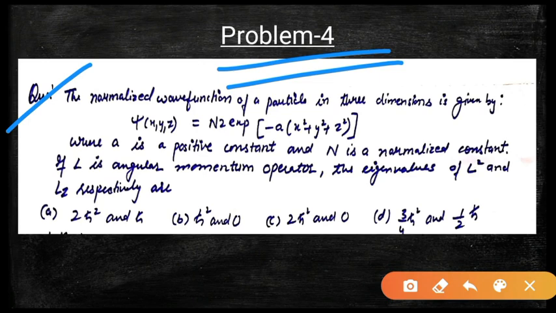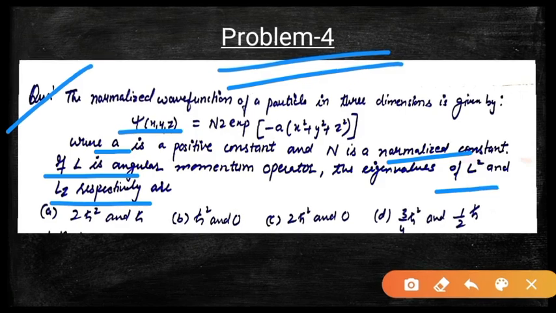So here the problem is: the normalized wave function of a particle in 3 dimensions is given by ψ(x,y,z) equal to N z exponential minus a (x square plus y square plus z square), where a is a positive constant and N is a normalization constant. If L is the angular momentum operator, the eigenvalues of L square and Lz respectively are. So here we have to find out the eigenvalues of L square and Lz.